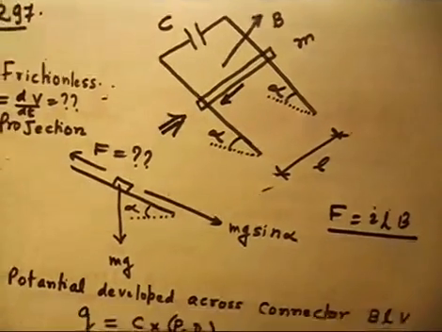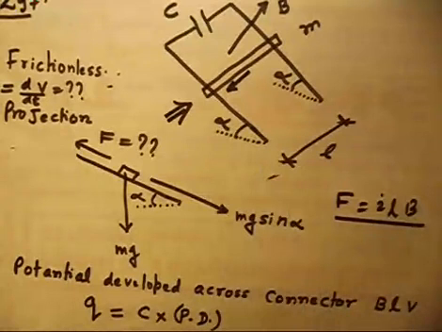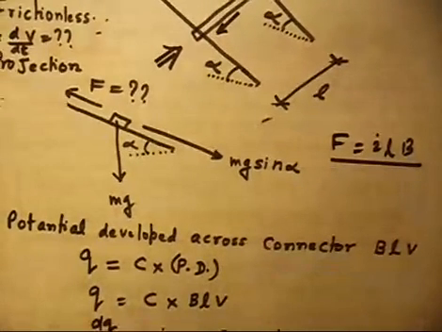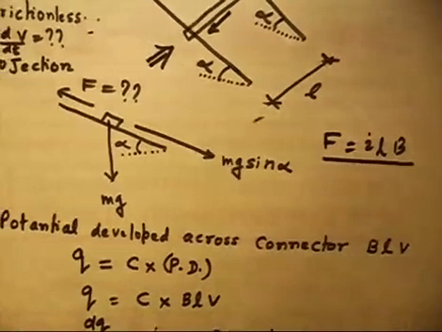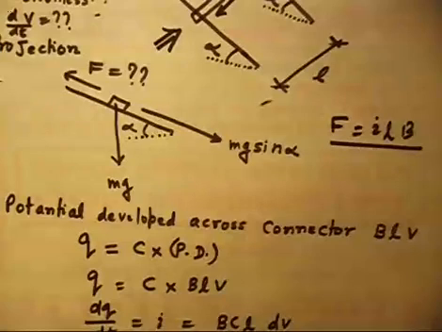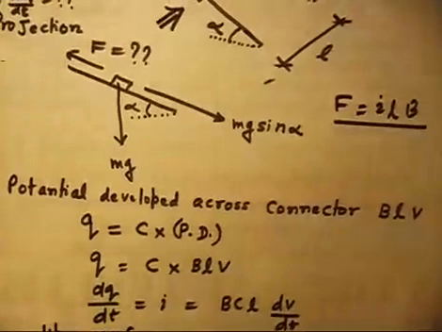Now let us see how to find I. If you see, this rod is moving. This is the only part that is different from the last problem. In the last problem I had I simply as BLv by R, but in this case there is a slight modification. Across the connector, what is the potential difference? BLv is the potential difference across the connector. Now what is the charge on the capacitor? Q is equal to C times the potential difference across the capacitor. Potential difference across the capacitor is BLv. So the charge on the capacitor is BLv into C.